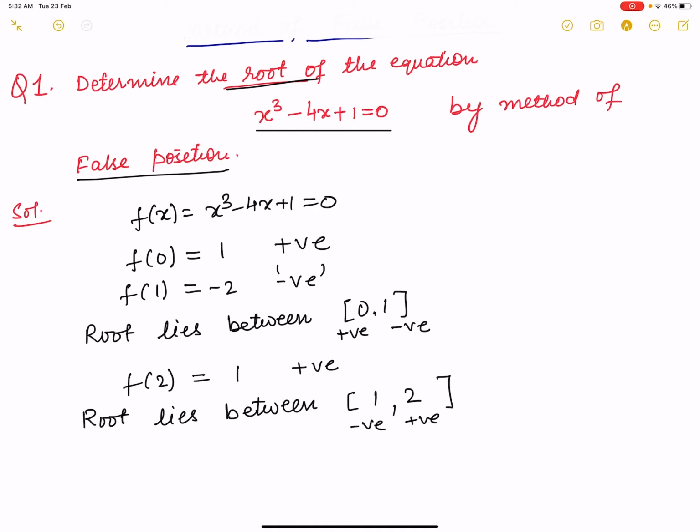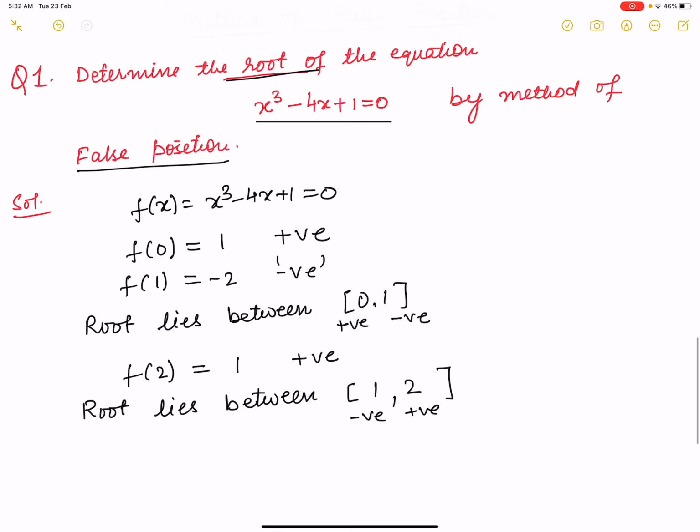So students, it's up to you in which interval you want to find the root. If in the question it is written find the root between 0 and 1, then you have to take this interval. If it is written find the root between 1 and 2, then take that interval, because the root lies in both intervals, 0 and 1 as well as 1 and 2.